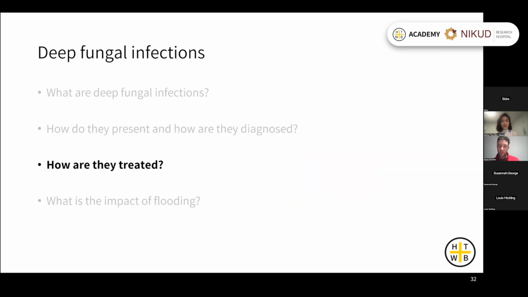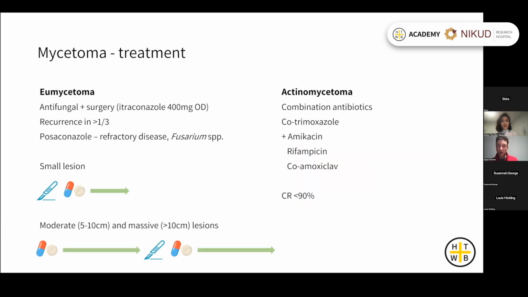Okay, so now looking at how these infections are treated, there is some overlap here. So for mycetoma, firstly, if you're dealing with actinomycetoma, the bacterial form, then the cure rate is up to 90% with combinations of antibiotics. That's usually cotrimoxazole plus another. Sometimes that's amikacin, or it could be rifampicin or co-amoxiclav.